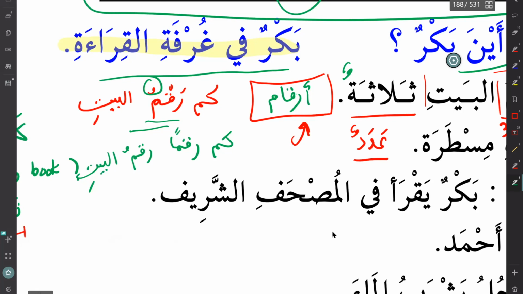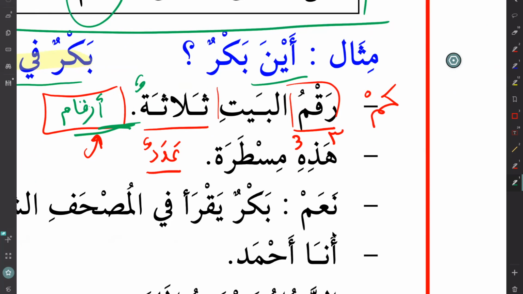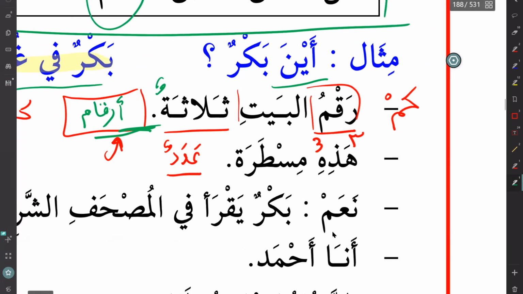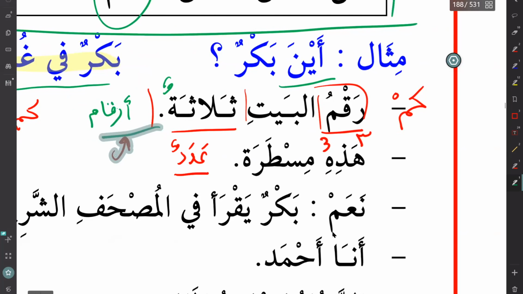You understand? For example, we had kam hujratan fil baiti. How many rooms in the house? Our answer was what? Fil baiti thalathu hujuratin. See, right after thalatha, we had the hujuratin coming back. That's why when we're asking about kam, we were able to say kam hujratan. So bottom line, if you don't see anything coming after the number, it is something that is understood.